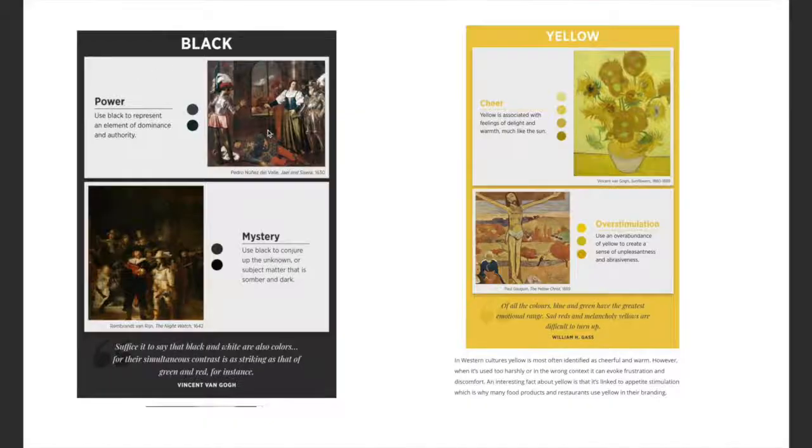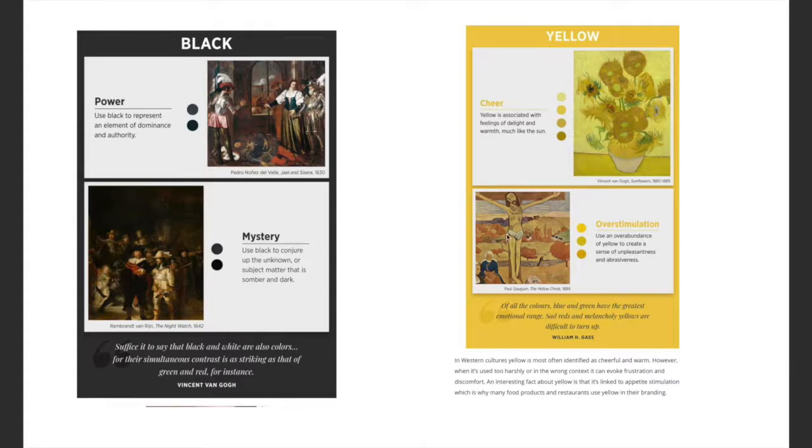So black, also considered a color, albeit neutral, like white, can show power, used to represent an element of dominance and authority or mystery, to conjure the unknown, or subject matter that is somber and dark. Vincent van Gogh said, suffice it to say that black and white are also colors, for their simultaneous contrast is as striking as that of green and red, for instance. So in a way, Van Gogh is saying black and white are their own complementary colors.